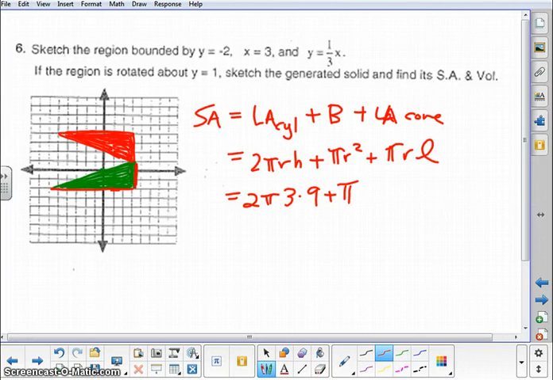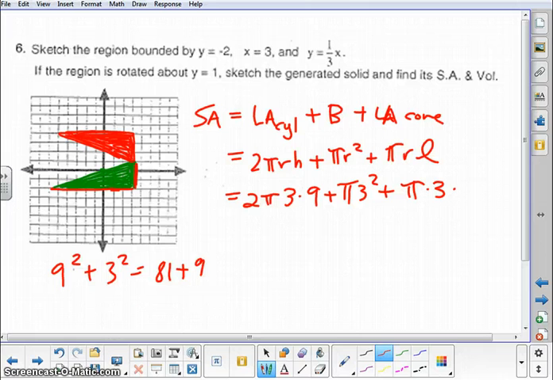Okay, the radius again is going to be 3. And then pi times radius. And then we have to do a little bit of work for 3 radical 10, but after the Pythagorean theorem, you've got 9 squared plus 3 squared, and that's 81 plus 9, and then the square root of that ends up being 3 radical 10. So then 3 radical 10 is the slant height.